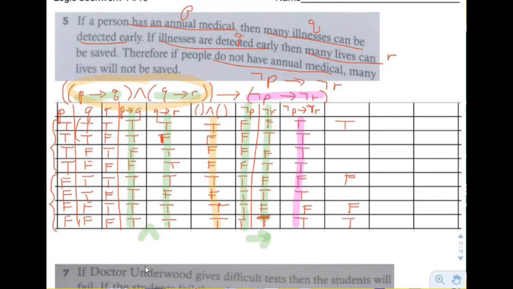Now when orange is false, it doesn't matter what pink is. So whenever orange is false, everything's true. Okay, and so this is the orange implies pink, so it's like the entire expression. And there's a couple times that it's false. So this is not valid, invalid. Okay, now let's move on to number 7.